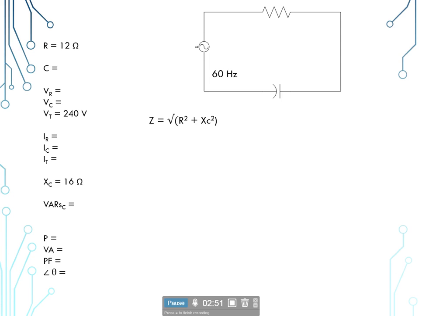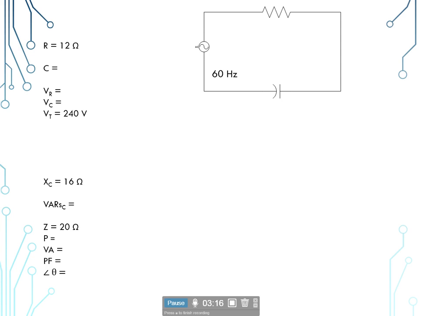So we'll plug in our 12 ohms squared and our 16 ohms of capacitive reactance squared, and that gives us 20 ohms impedance for this circuit. Again, that 20 ohms impedance, you can look at it kind of similar to what in DC would be total circuit resistance.